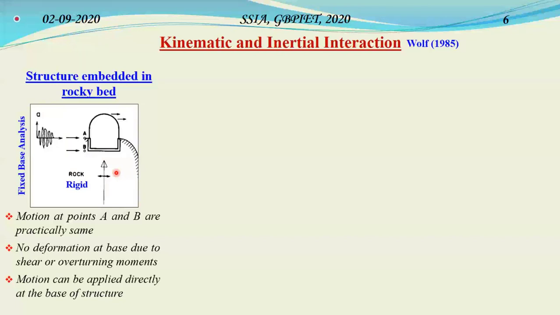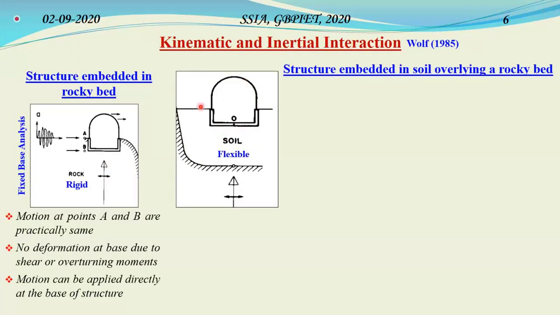On the other hand, let us now consider a structure which is embedded in a soil overlying a rocky bed. The soil is much more flexible than the rock bed, or in other words, the stiffness of the soil is comparatively lesser than the stiffness of the rock underneath the soil stratum.